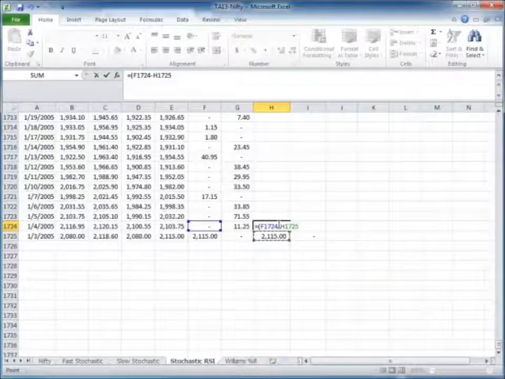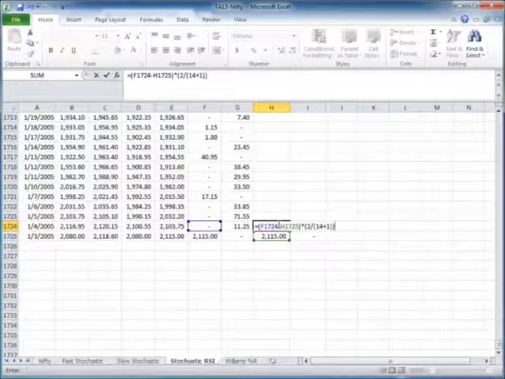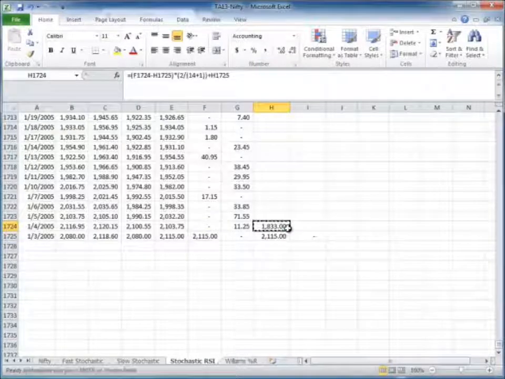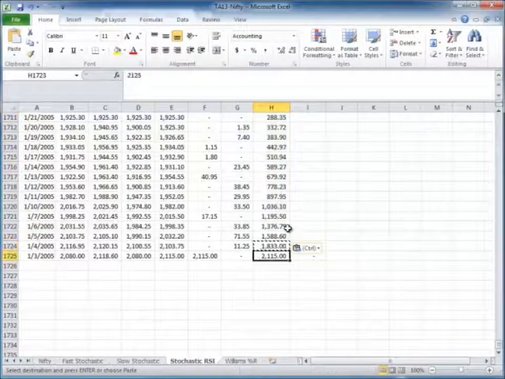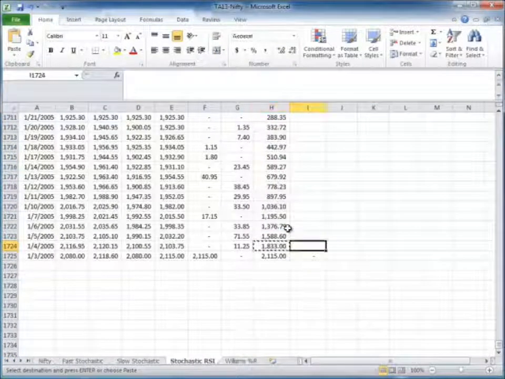Alright, that's the first thing. Then we multiply it by 2 divided by n plus 1. So in that case it'll be 14 plus 1. And then we add on the previous day's EMA. Okay, so I copy this all the way up. That gives me the EMA of the up moves. And then the same calculation for the down.